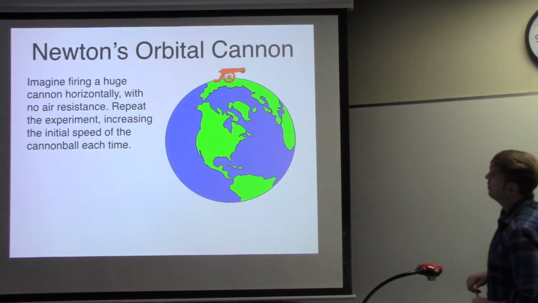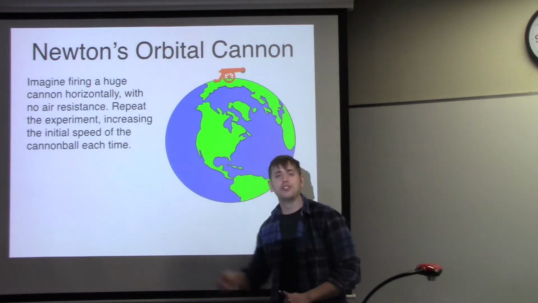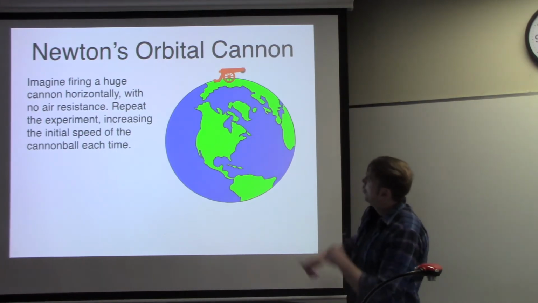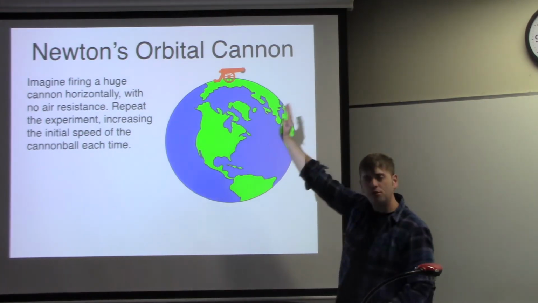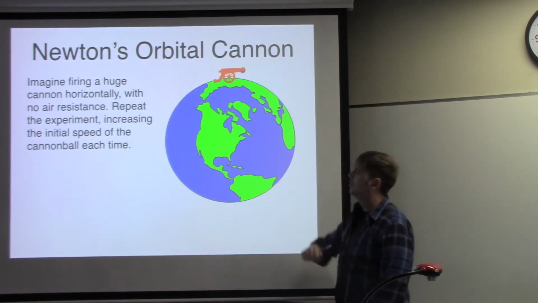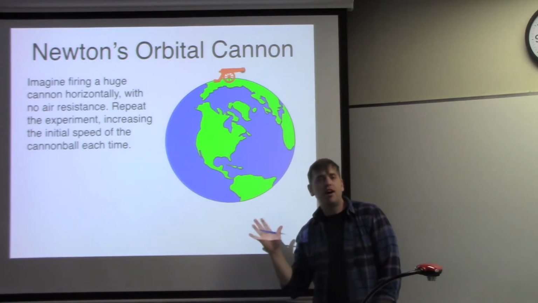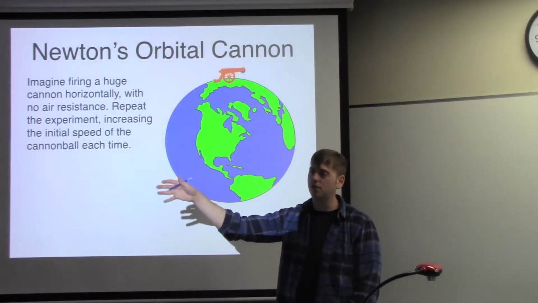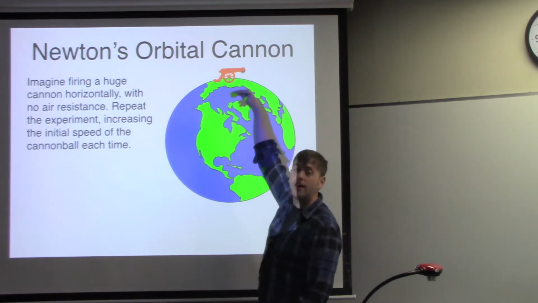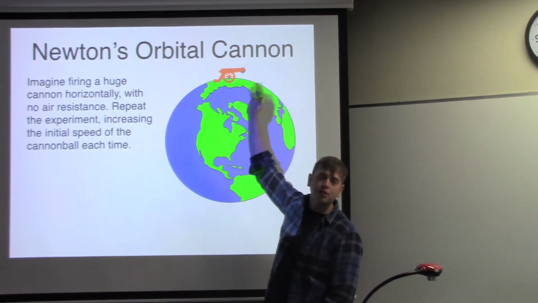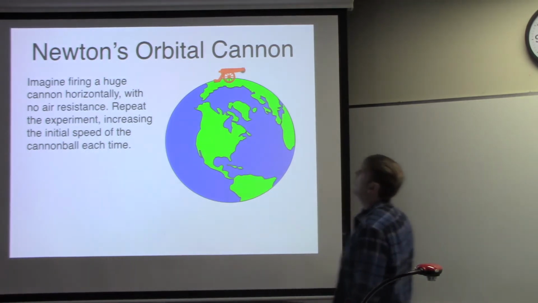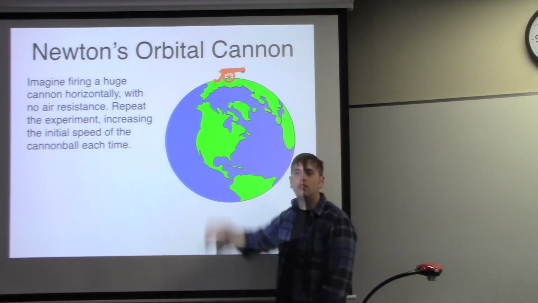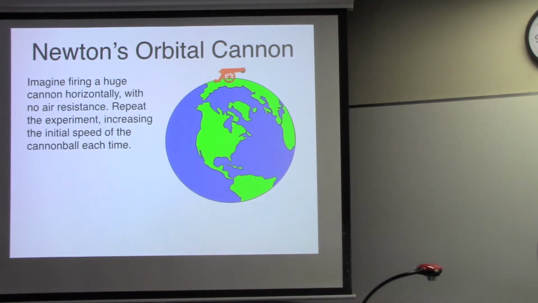Newton had this kind of thought experiment. Obviously, he wasn't able to do this in the real world, but it's a thought experiment. We're going to imagine that we have an absolutely huge cannon just sitting somewhere on the Earth, and it can fire out projectiles horizontally, and we're going to ignore air resistance. Let's just say that the cannon is so high up that it's basically above the atmosphere and there's no air resistance. Okay? So what we're going to do is fire the cannon, and what we're going to see is the cannonball is going to fall to the ground, something like this.